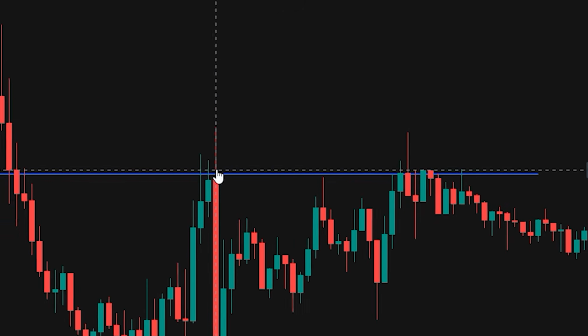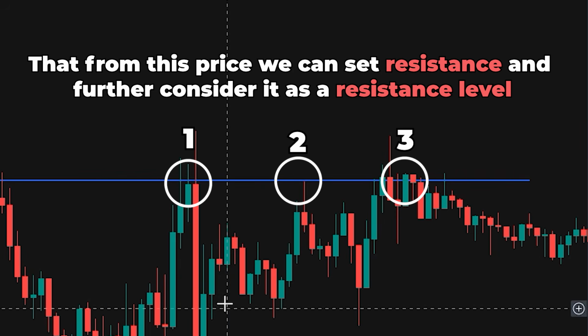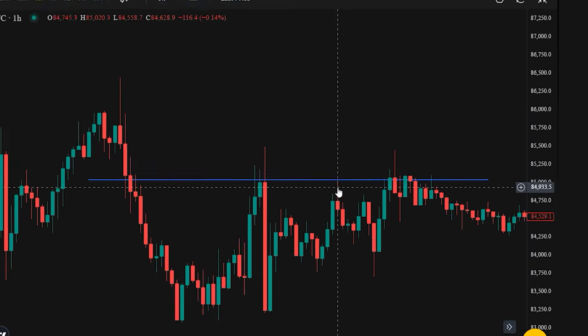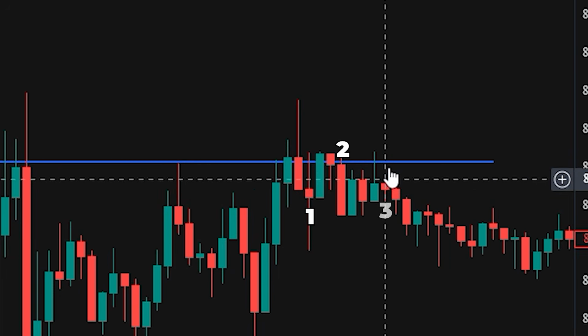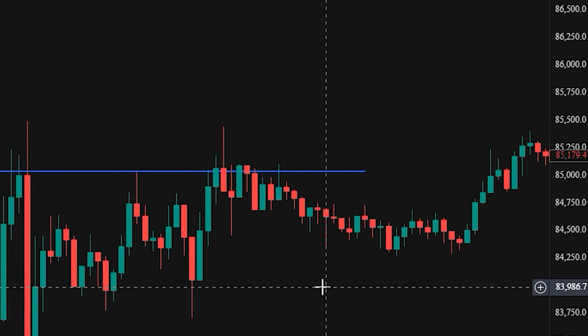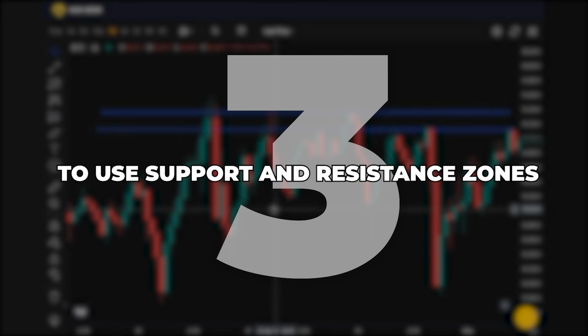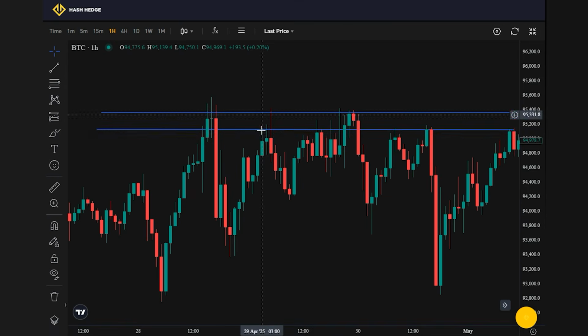This means that from this price, we can set resistance and further consider it as a resistance level. As you can see, 1, 2, 3, at least this level was triggered later on and kept the price from rising. The third rule is to use support and resistance zones rather than levels.